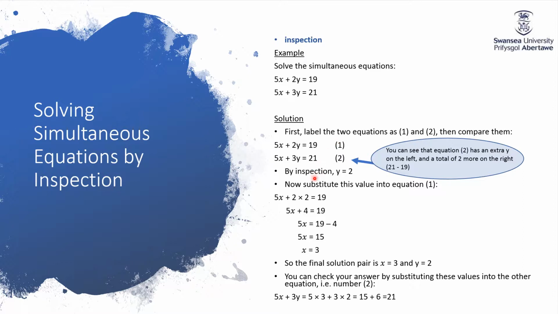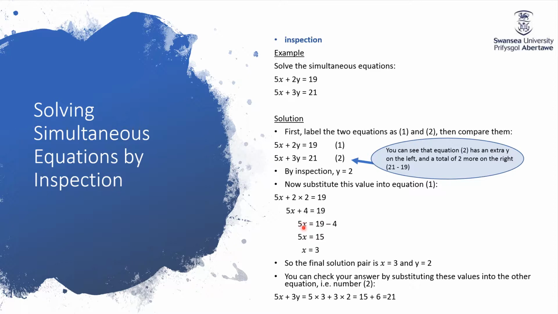Therefore, by inspection, we can note that y equals 2, because the only difference between here and here is 1 extra y and 2 more on the right-hand side. So therefore, as I said, we deduced that y must equal 2. Now, we take the y equals 2 and substitute that into equation 1. So we've got 5x, because we don't know what x is yet, plus 2 lots of 2, because we know y is 2, and that equals 19. So therefore that's the same as 5x plus 4 equals 19.